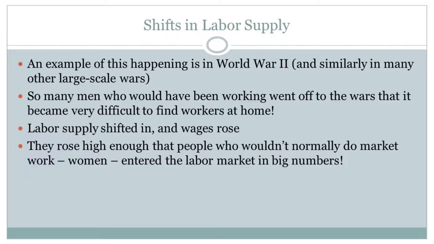A good example of this is World War II. Right? So in World War II, lots and lots of soldiers went off to the war, which, of course, reduced the amount of workers who were available to work at things like factory jobs. So what do you think would happen to the labor supply in the United States during World War II? Well, we have a lot fewer people around able to work at a given wage, and so that's going to shift labor supply to the left.